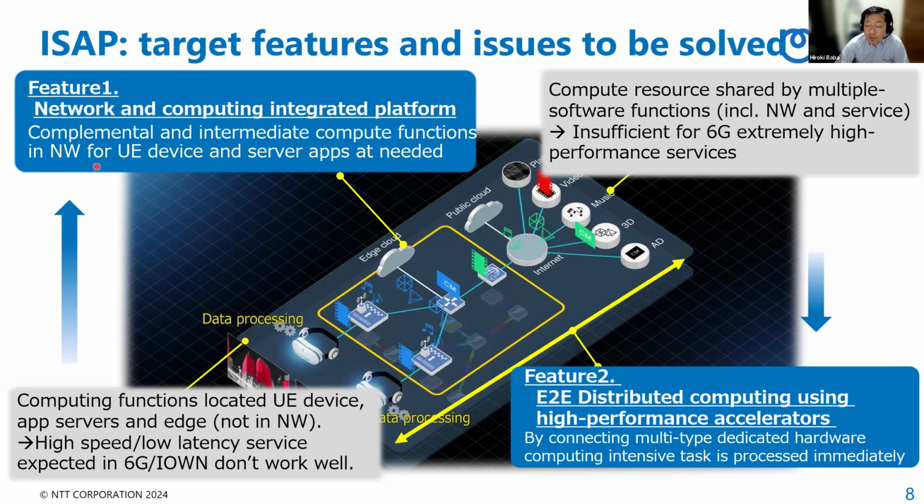ISAP complements the service functions in a distributed environment and intermediates them to provide tight coordination of the application service and network services. The second part is shared resources with software functions. It is obvious that software-based functions on shared resources couldn't guarantee the high performance requirements of extreme services with continuous determinism. For this issue, ISAP enables E2E distributed computing using high performance accelerators such as DPUs, GPUs or FPGAs. In the ISAP, multiple types of dedicated hardware accelerators are connected to process very computing intensive tasks.